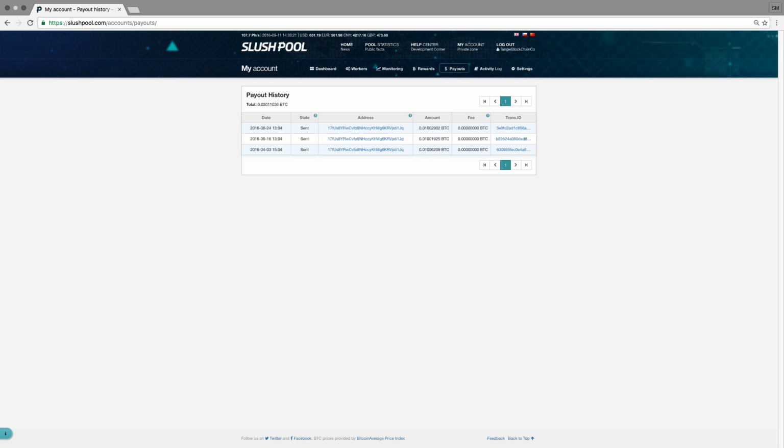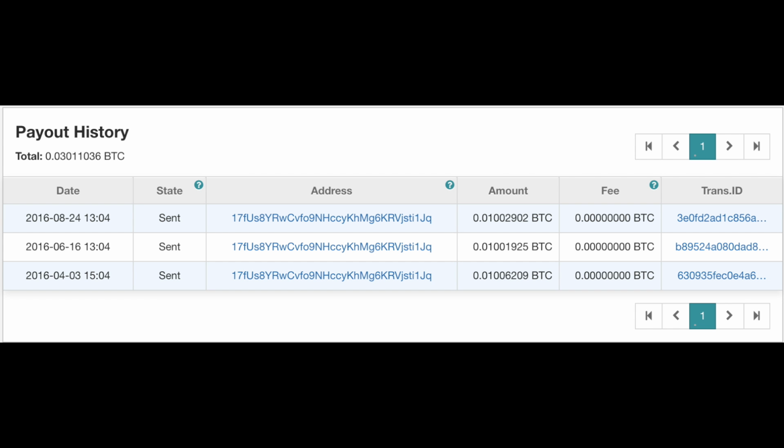Now finally, we have our payouts tab. This tab shows all of your payout histories. As you can see, since I've started mining, I've only had 3 payouts. It shows the date you got paid out, its current status, the wallet address it's been sent to, and the amount of Bitcoin that was transferred.